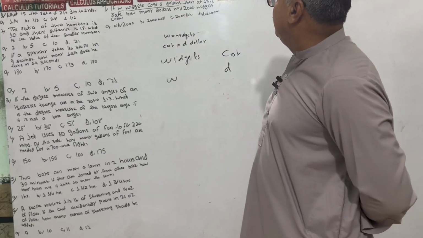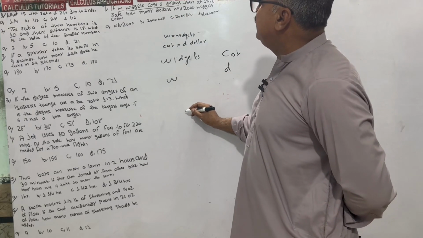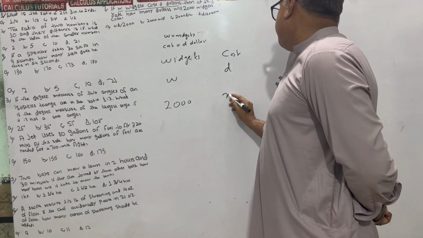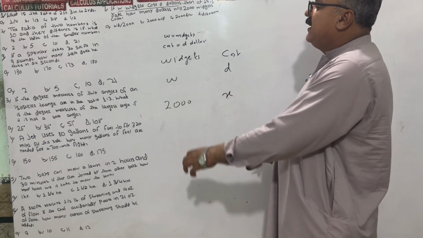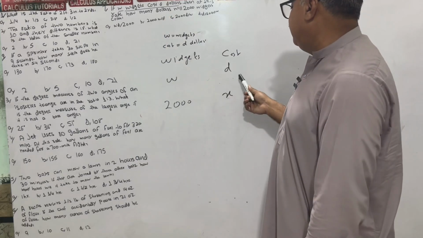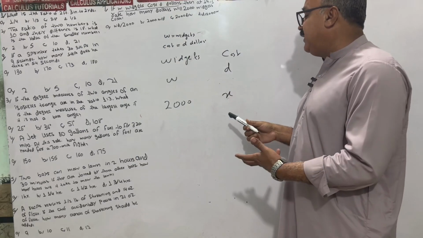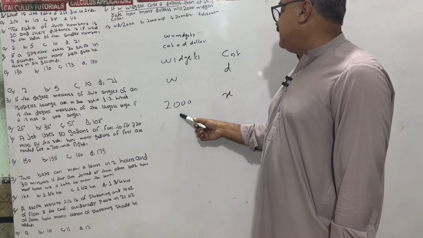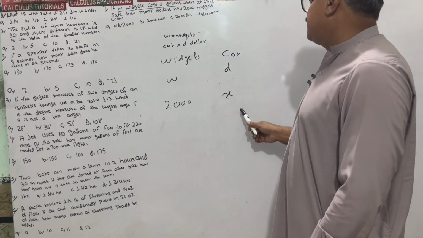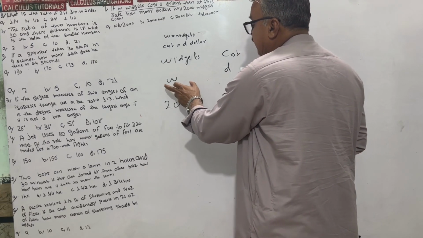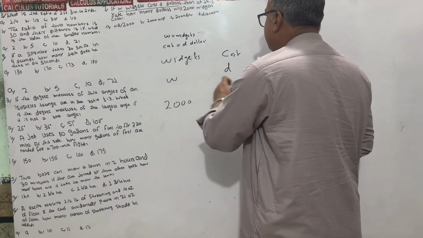will 2000 widgets cost? We have to calculate the price of 2000 widgets. W widgets cost D dollars, then we have to find the worth of 2000 widgets, X. There is no price mentioned numerically. There are only the letters D, W.